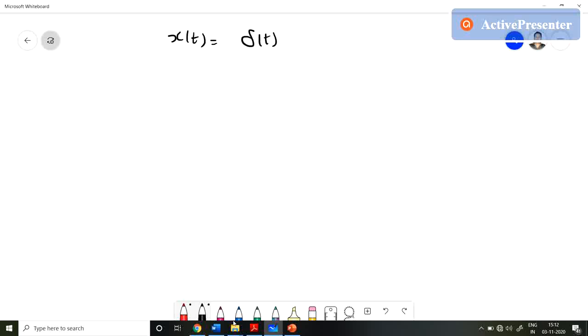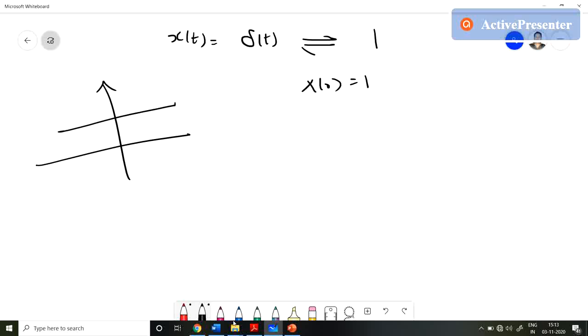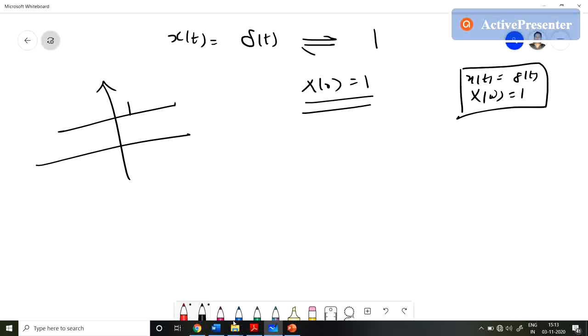Let x(t) be equal to delta(t), then X(omega) is equal to 1, and X(0) is equal to 1. That we know, because the Fourier transform of delta(t) is 1. So at 0 we have value 1, so X(0) is also equal to 1. So x(t) is delta(t) and X(omega) is equal to 1.